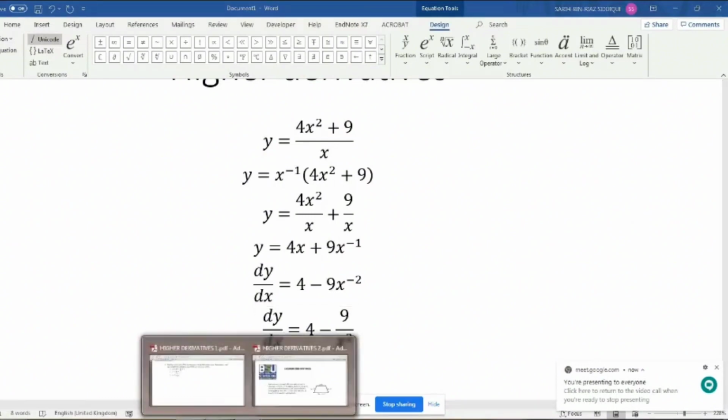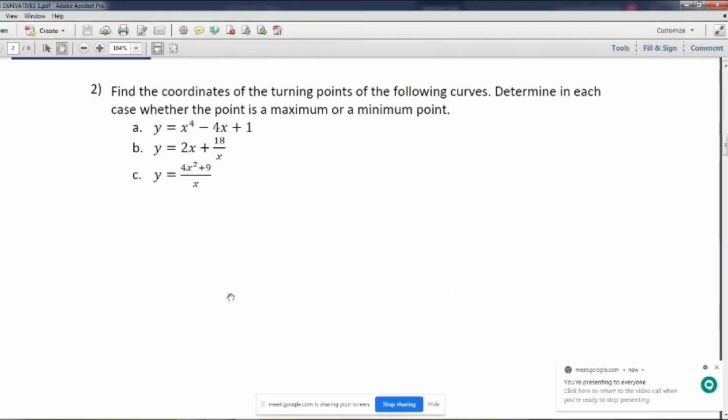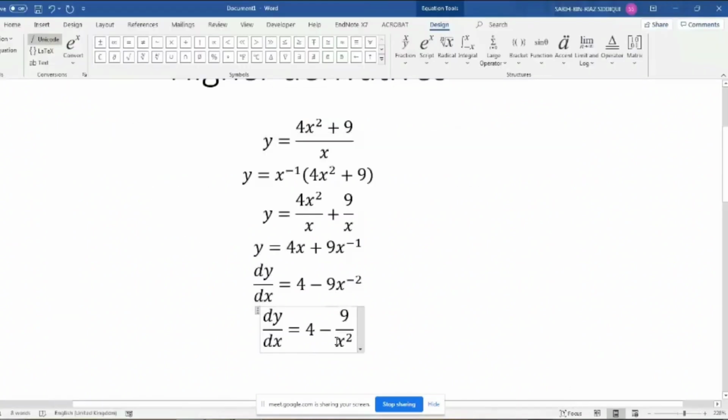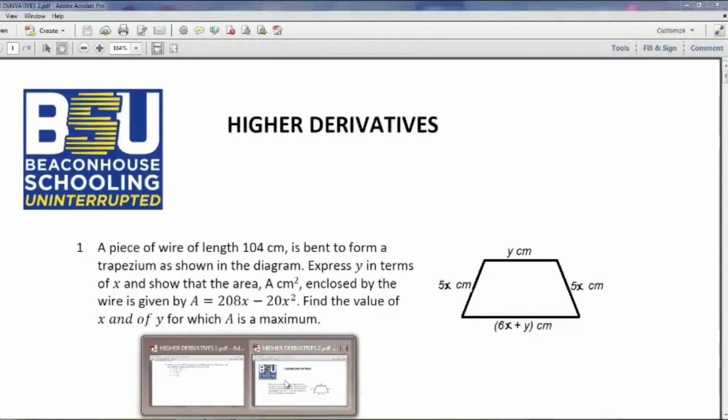I've sent this whole file to you people, and I expect you people to complete it. If you're not able to get the right answer, doesn't matter. I expect you people to at least try the whole thing. Okay, give it a go and let me know if you are unable to understand this. We'll do more questions regarding higher derivatives today.